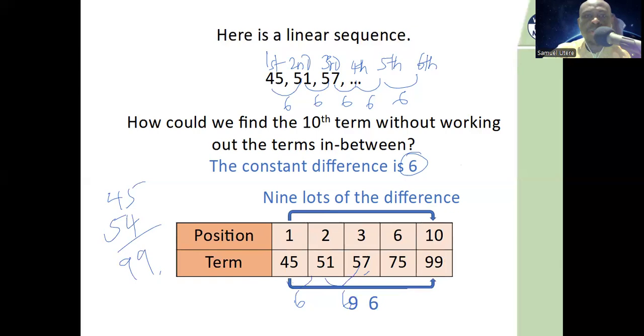So we do not need to keep working from the first term, second term, third term, fourth term, all the way till we get to the 10th term. It's not a smart way of doing things. So here is what we've learned so far.